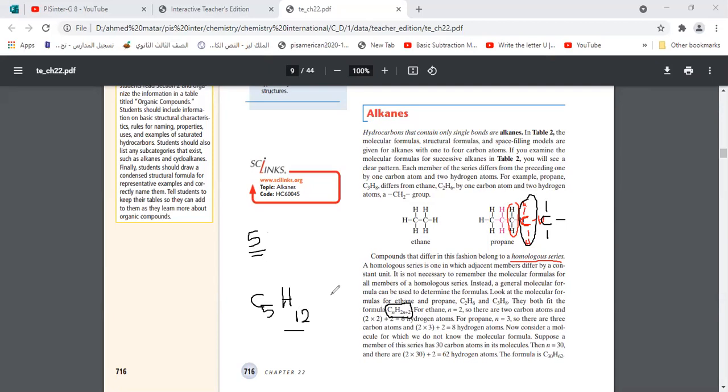Okay, so like this, any hydrocarbon, especially alkanes, can be considered a homologous series because they follow a general formula, and also each compound differs from the next by a constant value, which is CH2. So then let's pass to the next point here, guys.